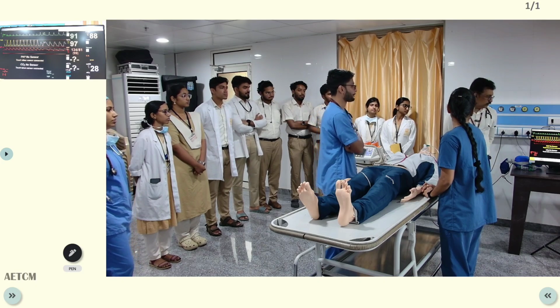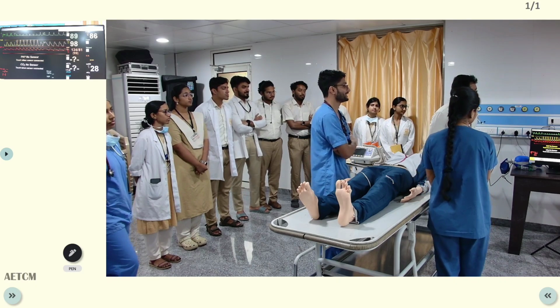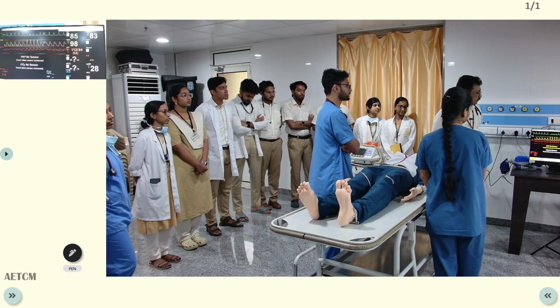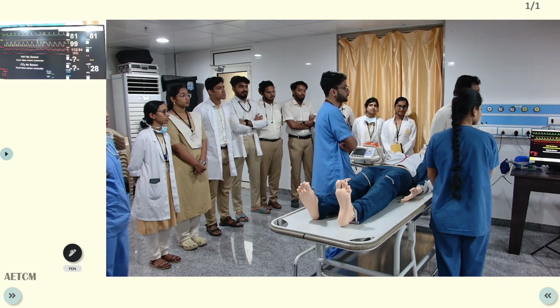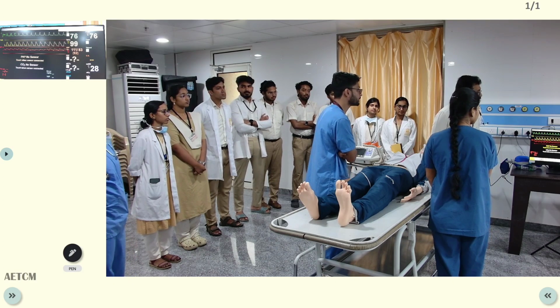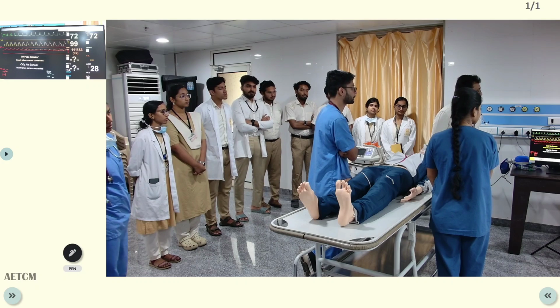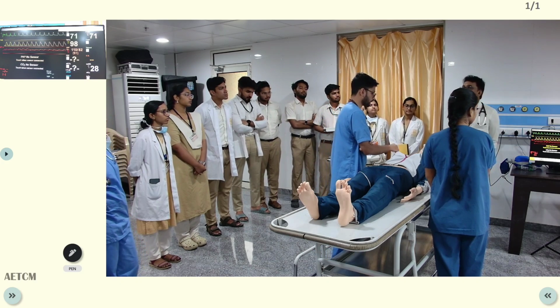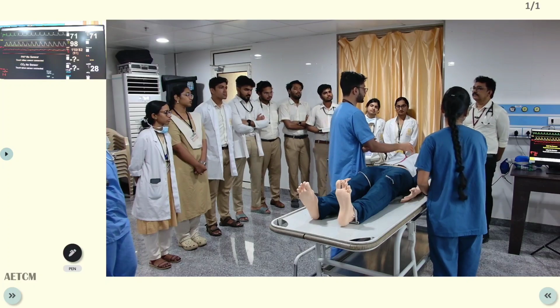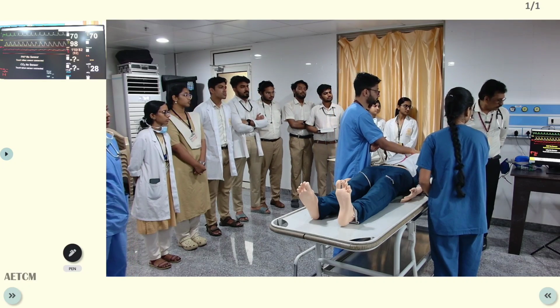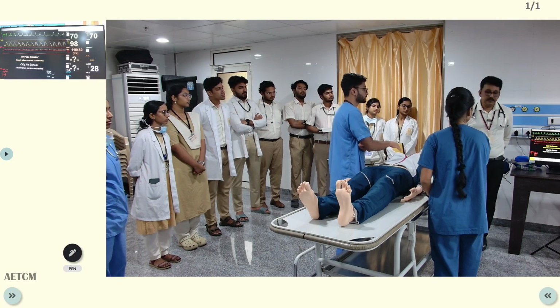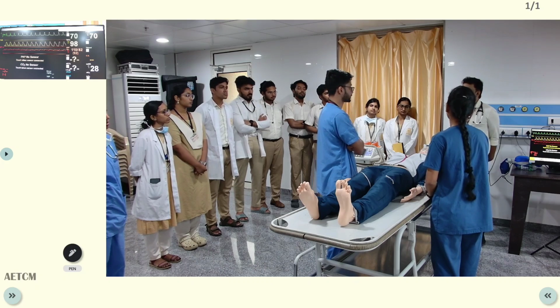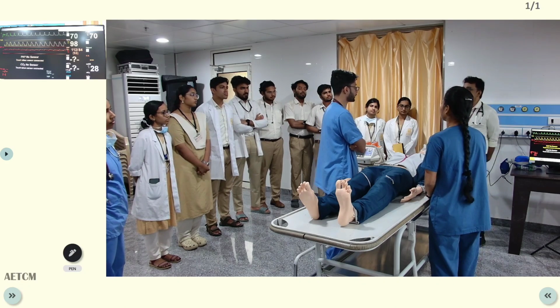We will wait. The rhythm is changing now. Yes, rhythm is changing into absent P waves and wide QRS complex, rate is around 71 beats per minute. So right now I would like to check the central pulses. Central pulse is available, normal volume. So we can consider it to be an idioventricular rhythm.